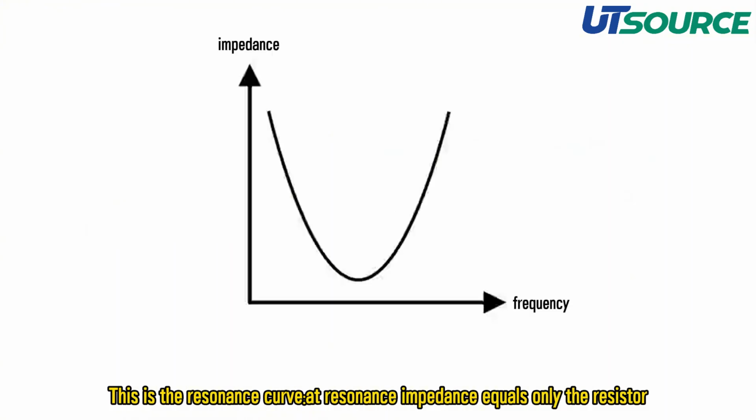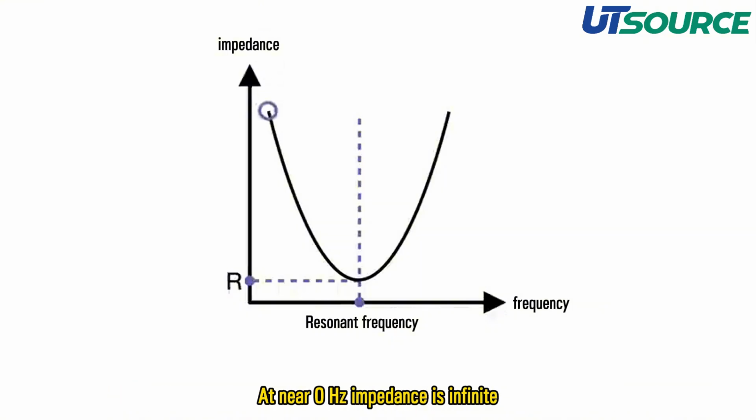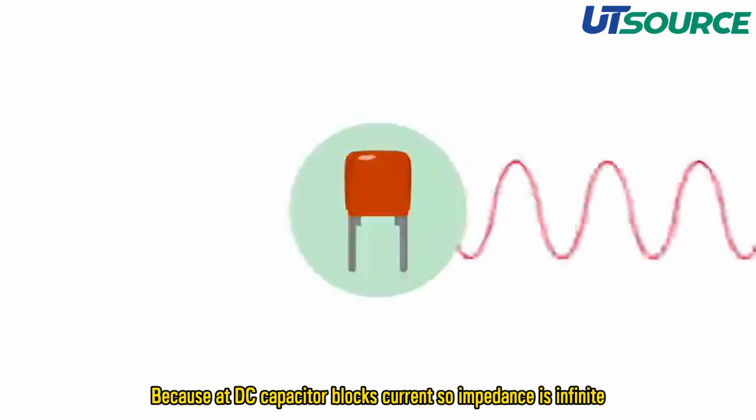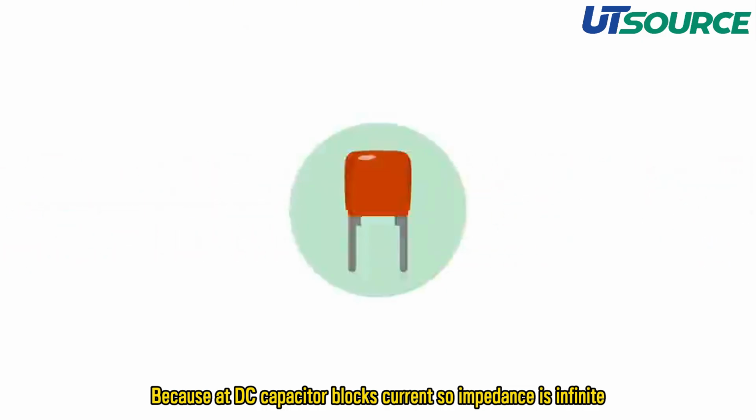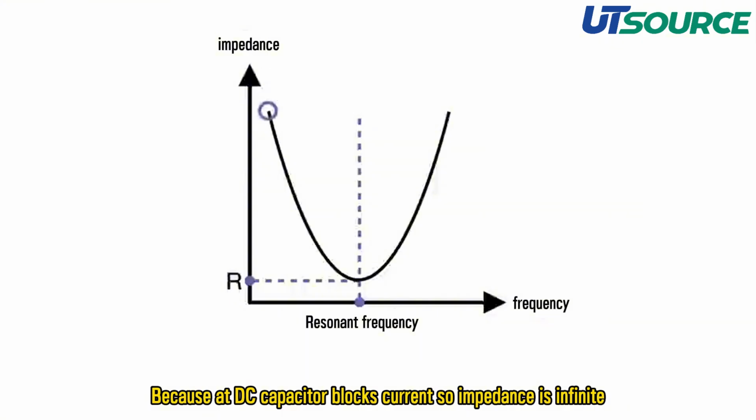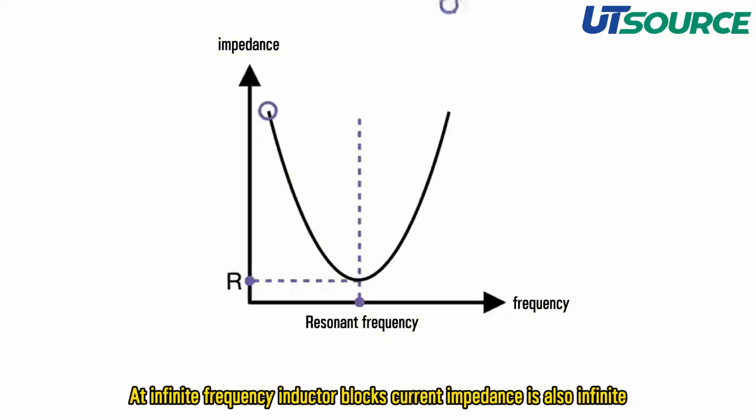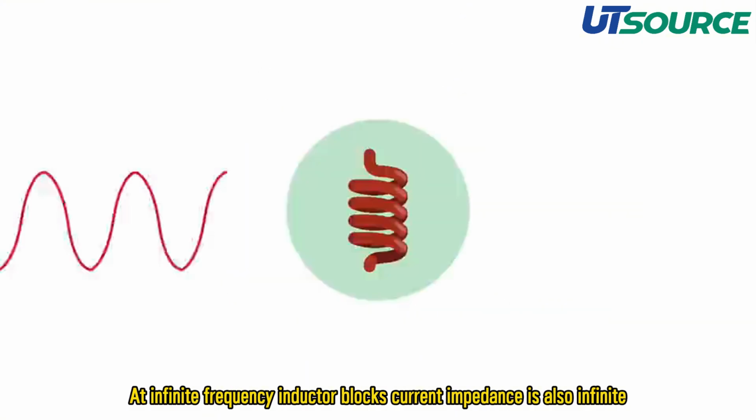This is the resonance curve. At resonance, impedance equals only the resistor. At near 0 Hz, impedance is infinite, because at DC, the capacitor blocks current. At infinite frequency, the inductor blocks current, so impedance is also infinite.